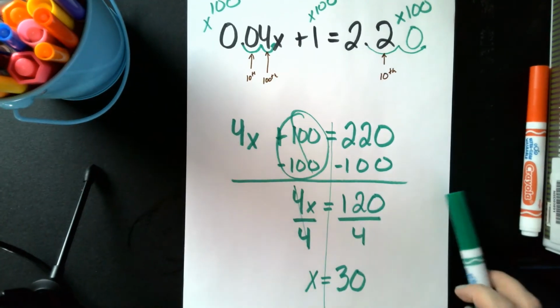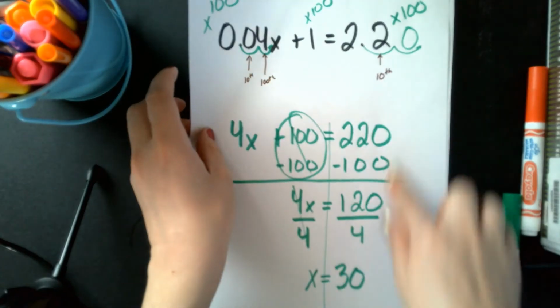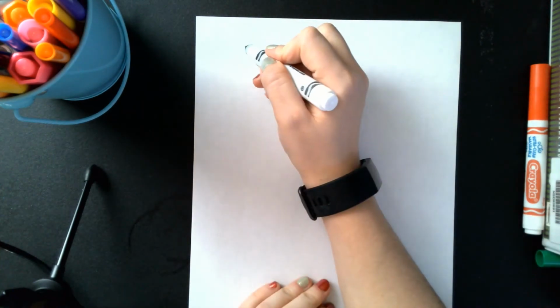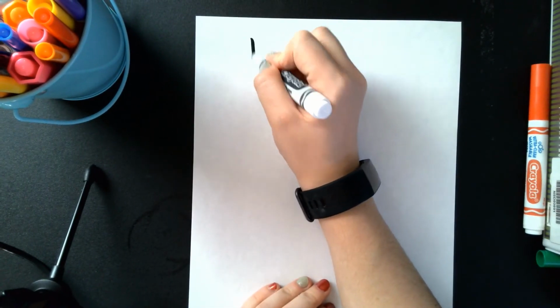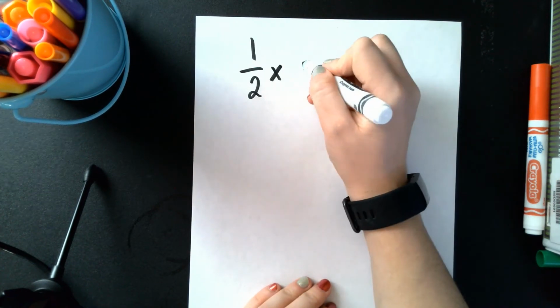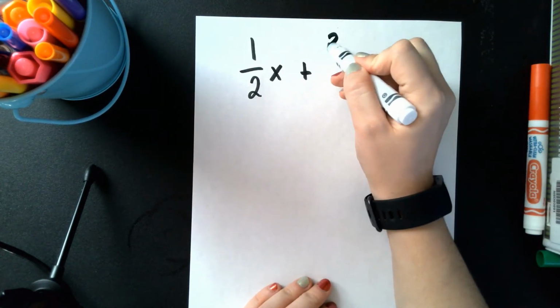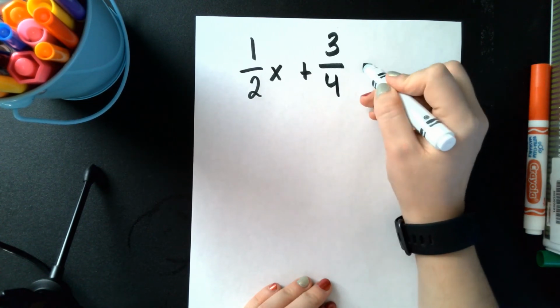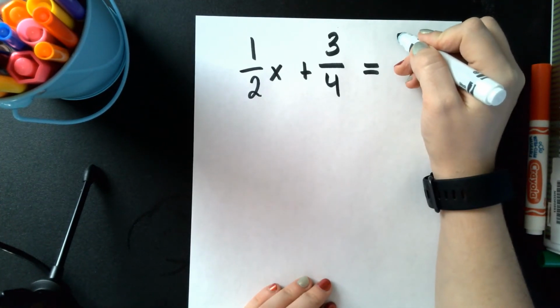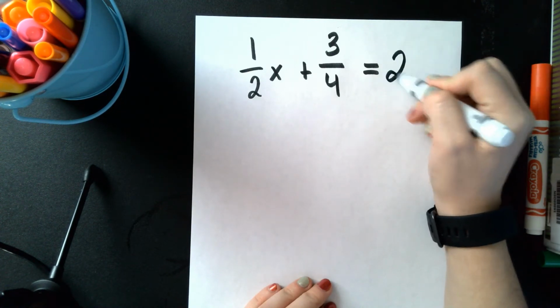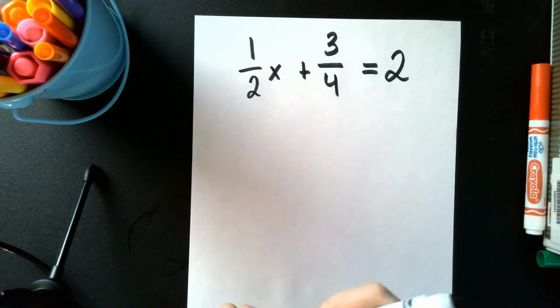I know I'm running a little long, but now that we understand the principle of it, it's very easy to do one. That is fractions. So, same principle applies, we're just not going to be in powers of 10 anymore. So let's say I have 1/2 x plus 3 over 4 equals 2. Okay, now you're looking at this going, oh my god, I can't do that. You can do it, it's just going to take a little bit of finagling.